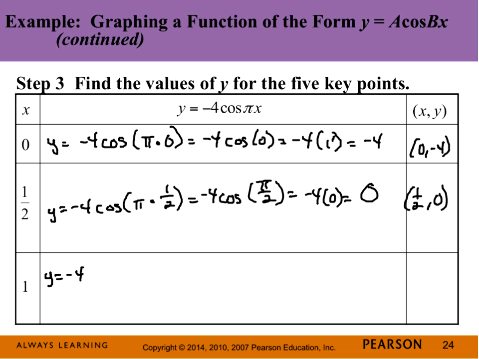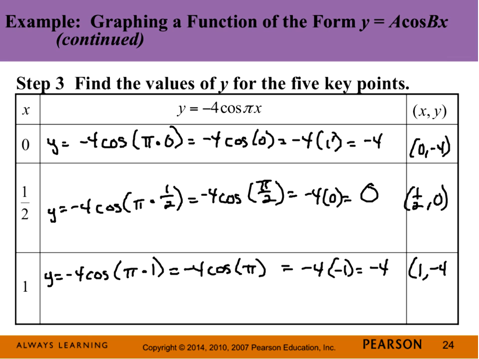All right, y equals -4 times the cosine of pi times 1, -4 times the cosine of pi, is just -4 times -1 or -4. So I have 1, -4. Moving forward, I'm sorry, that's +4. There we go. Negative times a negative is a positive.